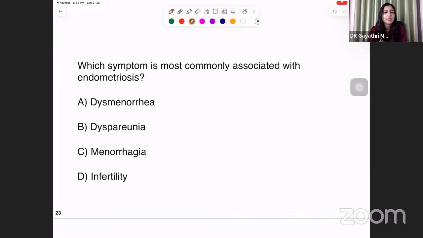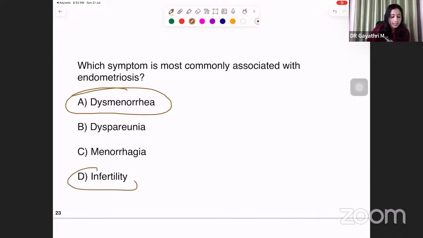Pain is the most common symptom, and among pain, the most common is dysmenorrhea. Apart from this, the other symptoms include infertility and an adnexal mass. So usually the triad is pain, infertility, and adnexal mass. Why does this adnexal mass happen? This is basically due to your endometrioma, which is your chocolate cyst. This is due to endometrioma.